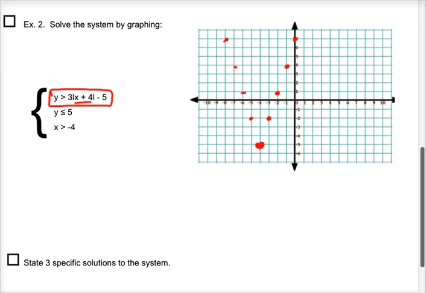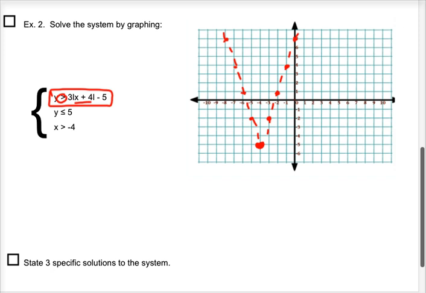Now, before I draw my lines, remember, I need to see what type of line I'm drawing. So here, strictly greater than. Strictly greater than means it is a dashed line. And that also means greater than means I'm shading above.